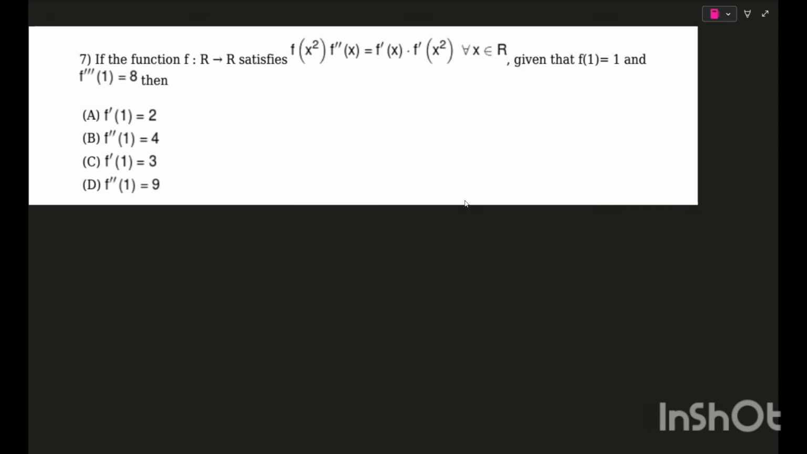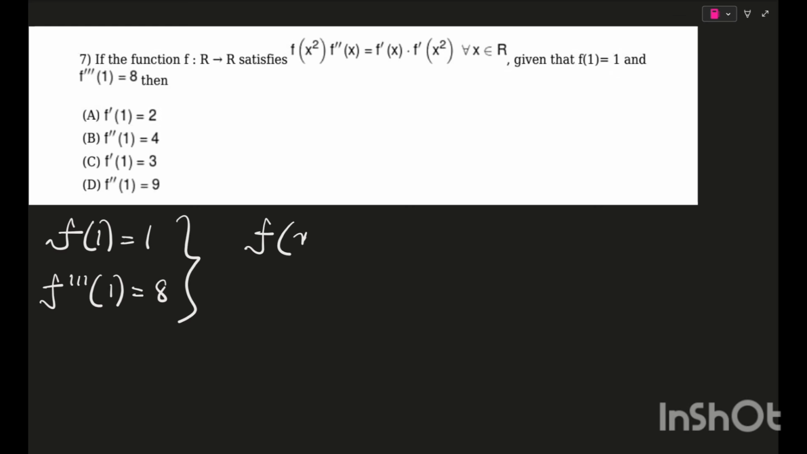Okay. So guys, starting off, the function satisfies this particular equation, f of 1 is 1 and f triple dash 1 is given to be 8. Interesting. So basically this is our equation given: f of x square into f double dash x is equal to f dash x into f dash of x square.